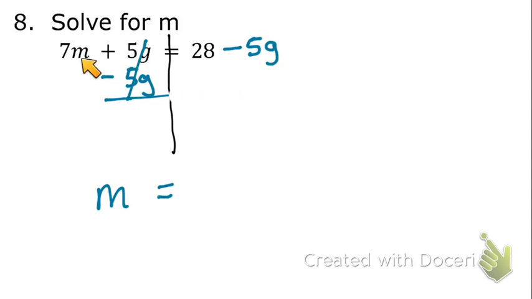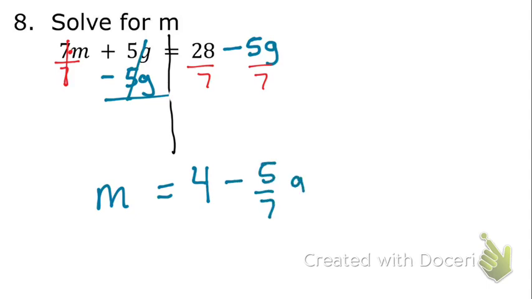All right, next up is this 7m. All right, to get rid of the 7, you need to recognize that this is multiplying. So the inverse of that is to divide each term by 7. So we divide each term by 7. 7 divided by 7 is 1. So now we're left with m. 28 divided by 7 is 4. 5 is not divisible by 7, so we'll leave it as a fraction.